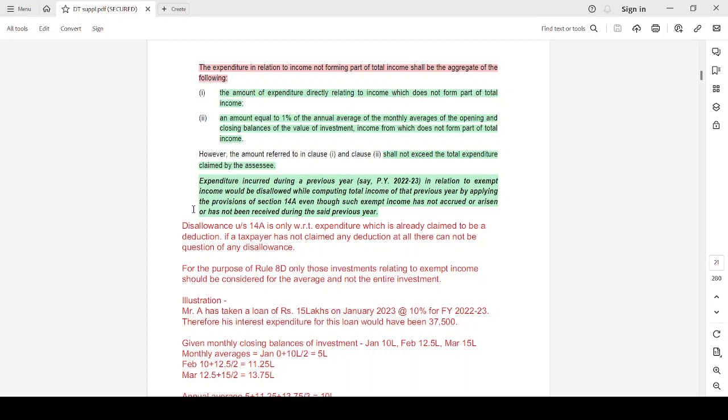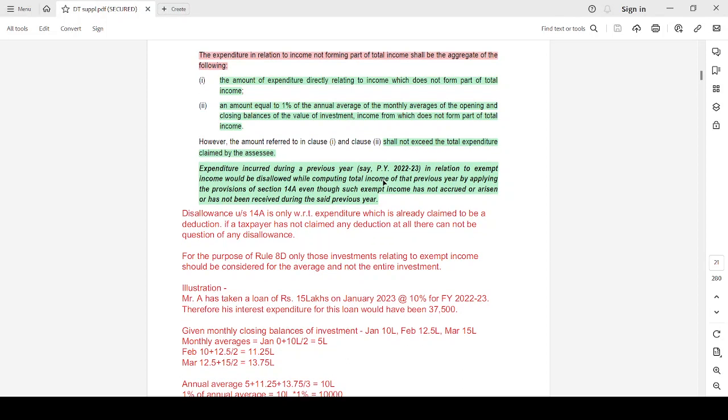I have not earned such income in the current period, but I have claimed that relevant expenditure. Then the assessing officer has a right to disallow such expenditure. You cannot say that I have not shown the exempt income, why are you disallowing this? No. Even though you are not showing the exempt income, if you have claimed the expenditure in relation to the exempt income, then such expenditure shall not be allowed as a deduction or shall be reversed by the assessing officer.